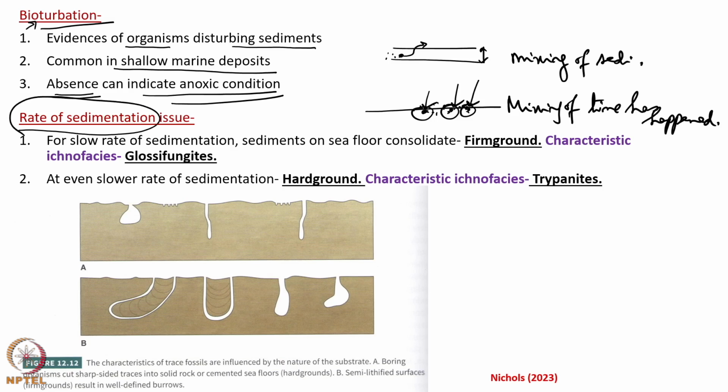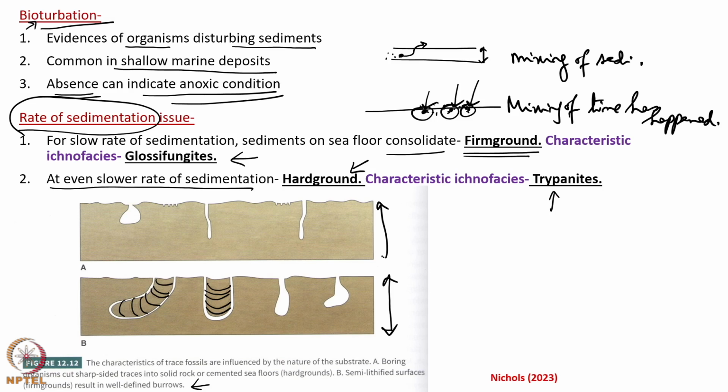Here is an example. For a slow rate of sedimentation, sediments on the sea floor get consolidated and it is called firm ground condition, and the characteristic ichnofacies is called Glossifungites. This is an example of the Glossifungites. Well defined burrows are found and we can find some finer fabrics within the sediments. But at an even slower rate of sedimentation, a hard ground condition is generated and the characteristic ichnofacies is called Trypanites. This is the hard ground condition and the Trypanites are demonstrated.